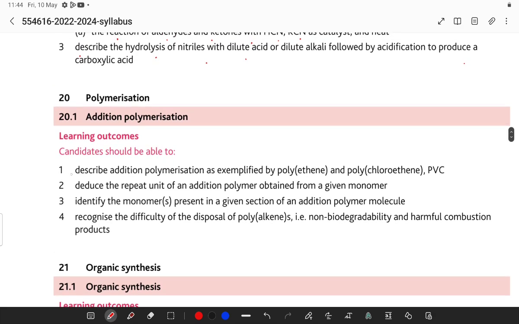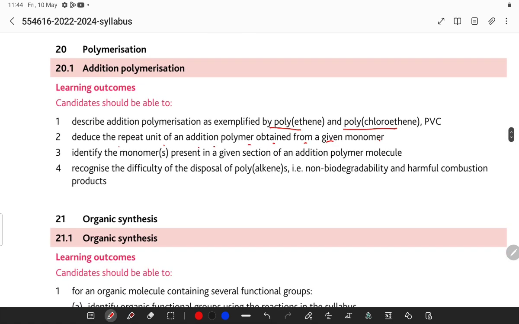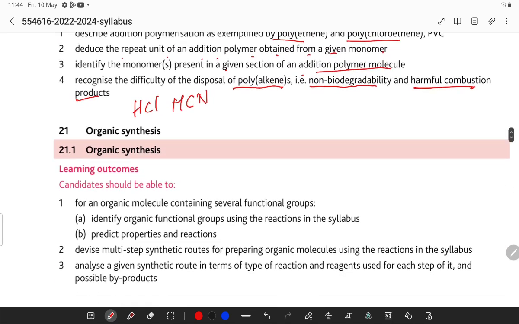Polymerization. I have discussed earlier the addition polymerization, in which polyethene and polychloroethene and their uses as well. Deduce the repeat unit of addition polymer obtained from the given monomer, discussed earlier in alkene. Identify the monomers present in a given section of an addition polymer molecule. Recognize the difficulty of the disposal of polyalkenes: non-biodegradable and harmful combustion products. So landfill sites, and harmful products like HCl and HCN gases are produced which are toxic. So these are the addition polymerization.